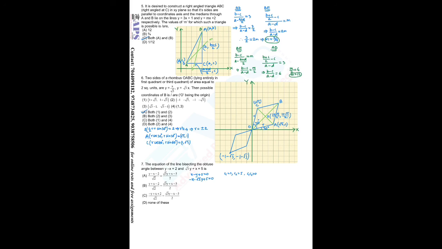If so, then the bisector of the obtuse angle between them will be given by (x minus y plus 2) divided by root 2 is equal to plus or minus (minus x minus root 3y plus 5) divided by 2. So if you check the options, you will see that option A is correct. So that was question number 7.